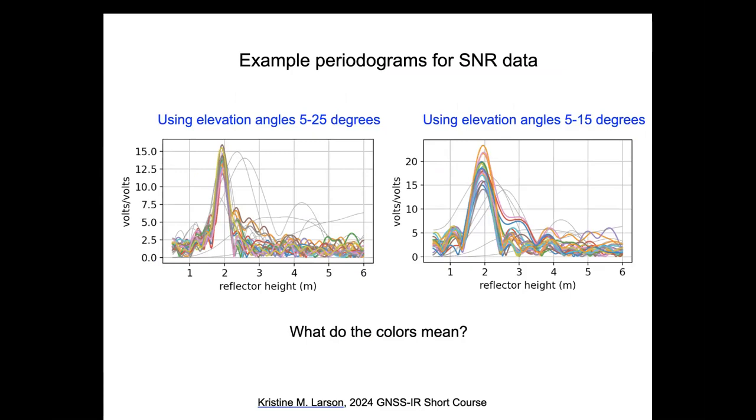Number two, every satellite has a different color here. And so if everything was blue, I don't know, it might make it difficult to get a sense of how many are there. What is gray? Gray is a failed periodogram. It's a periodogram that doesn't pass your quality control.